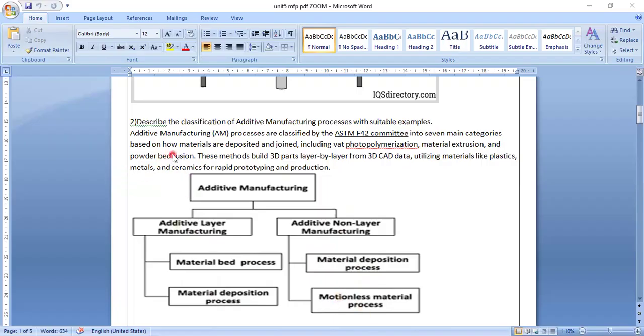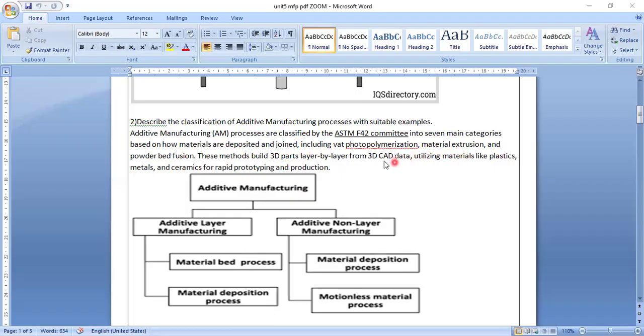Coming to the explanation, additive manufacturing processes are classified by the ASTM committee, which is an American standards committee, into 7 categories. We can see them based on how materials are deposited, what kind of materials, and how they are joined.